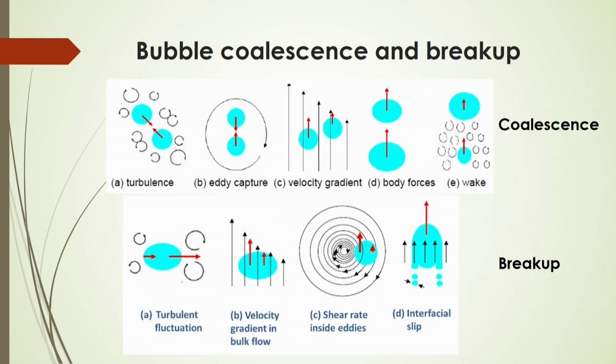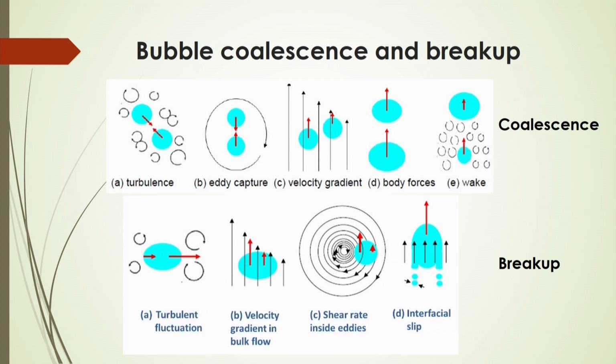And breakup is what? Due to the inertia effect, that is the turbulence of the flow, you will see two bubbles come and collide with each other, sometimes gaining some inertial effect, and it will break up into two bubbles. So, this is called breakup efficiency. So, there is coalescence and there is breakup.